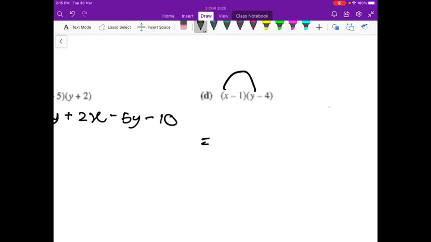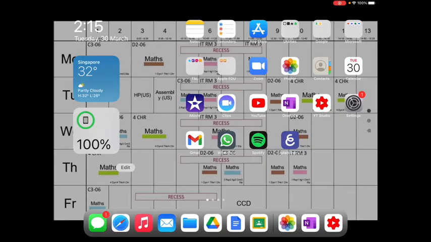Okay, so we have xy. I don't know why the pen is not working. I thought there was battery, 100%. No, it's not connected. Okay, let me.